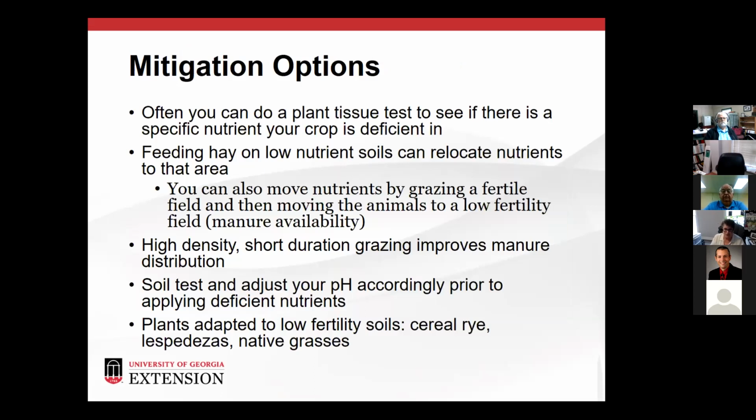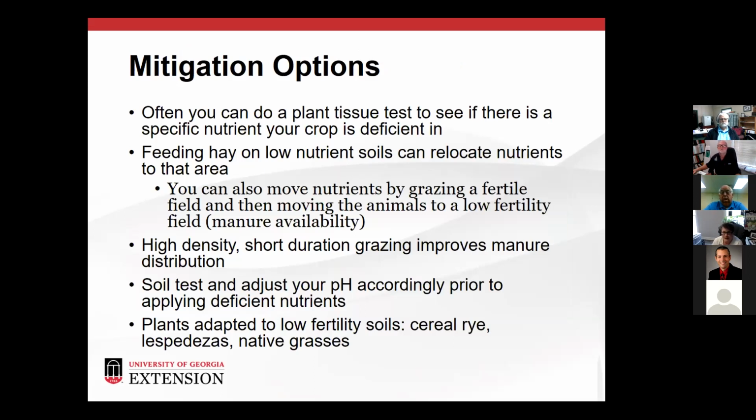You can often do a plant tissue test in your local county extension office. They'll send it to the lab at the university to see if there's a specific nutrient your crop is deficient in, so that you'll know what needs to be improved on in your next fertilization practice.